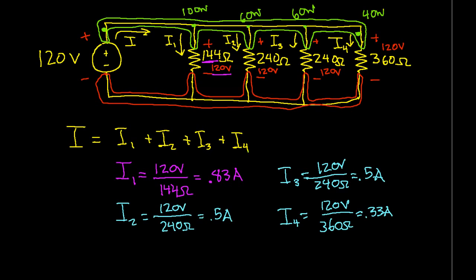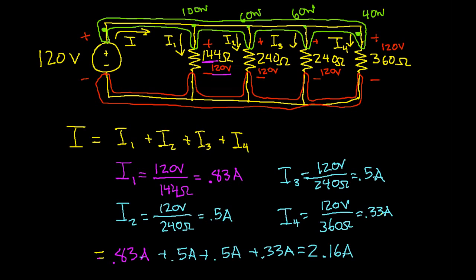So if I plug all of these numbers in and solve for I, I get that I is equal to 0.83 amps from I1 plus 0.5 amps plus 0.5 amps plus 0.33 amps, which is 2.16 amps. Okay, so what this says is that the voltage source, in order to keep 120 volts across each of the light bulbs, will have to put out a total of 2.16 amps.